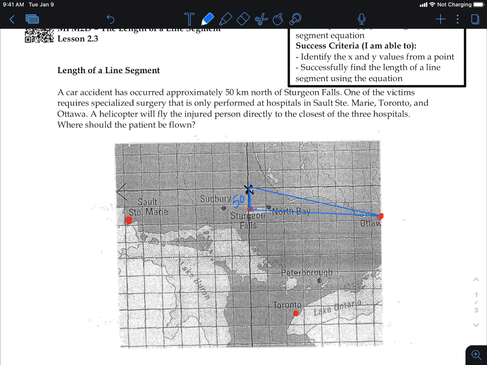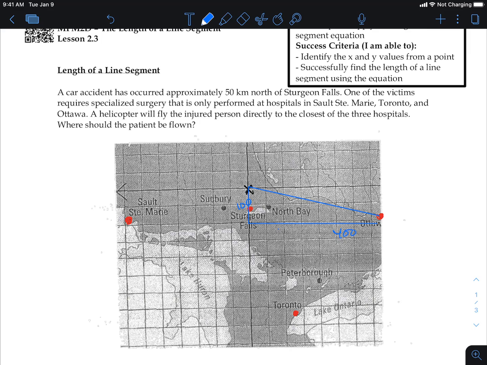Or we could call it 100. Let's redraw this bottom piece. From where to where is 100? The X down to here. Okay, so we'll call that 100. And then across to get to Ottawa is going to be 50, 100, all the way up to 400 it should be.